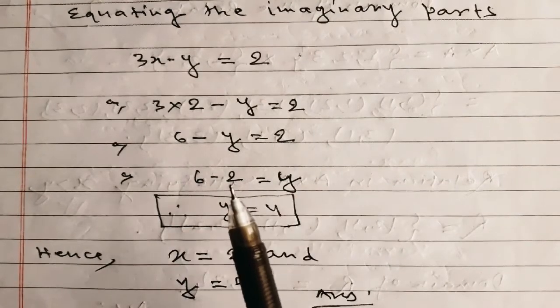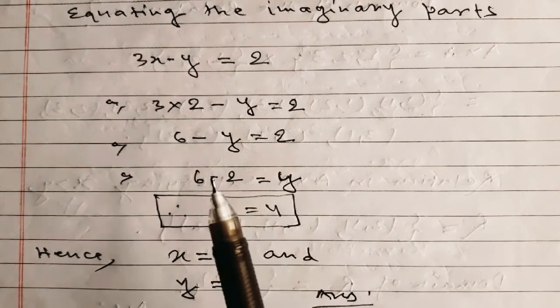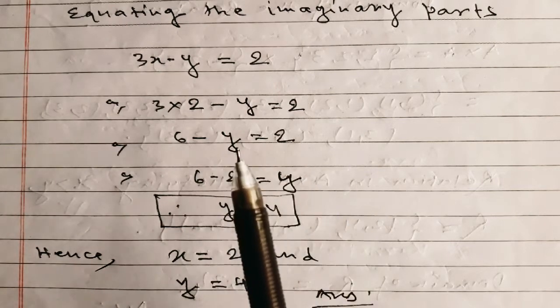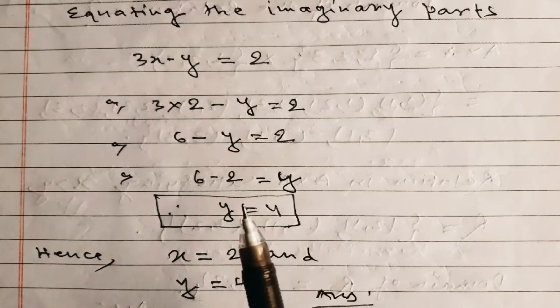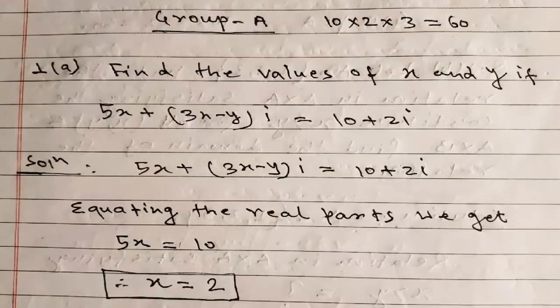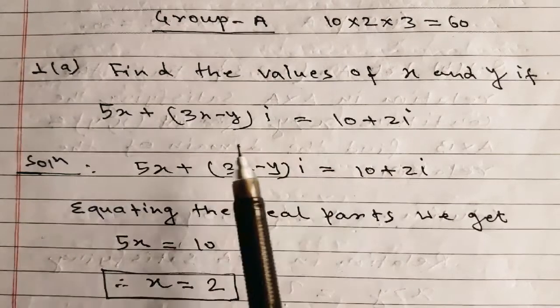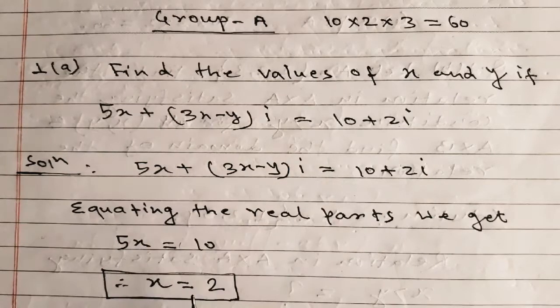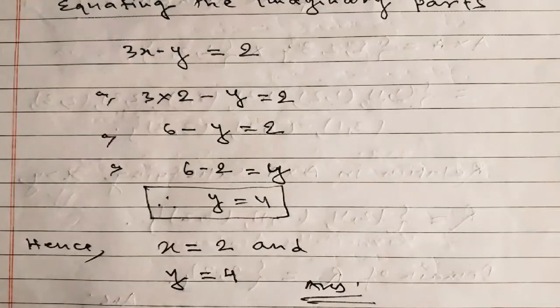Transposing 2 to the left hand side, plus 2 becomes minus 2, so we get 6 minus 2 equals minus y. Transposing to the right hand side, minus y becomes plus y, therefore y equals 6 minus 2, which is 4. Hence the value of x is 2 and the value of y is 4. So when the two complex numbers are equal, the values of x and y are 2 and 4, which are the required values.